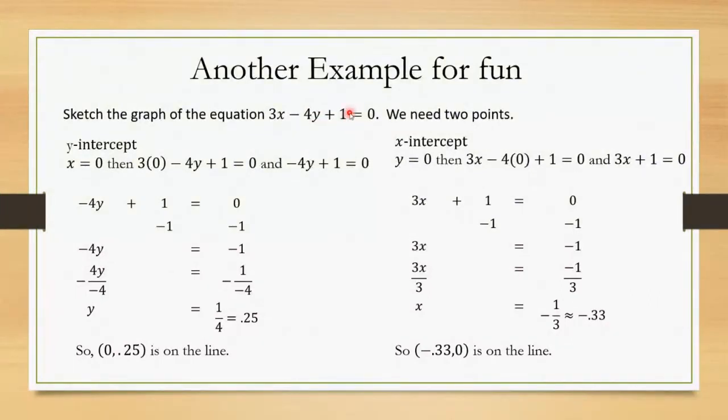So really, it boils down to getting 2 points that are on the line, plotting them, and then connecting them. Connecting the dots, so to say. So what I'm going to do with this example is illustrate that. And the 2 points I'm going to get are the y-intercept and the x-intercept.